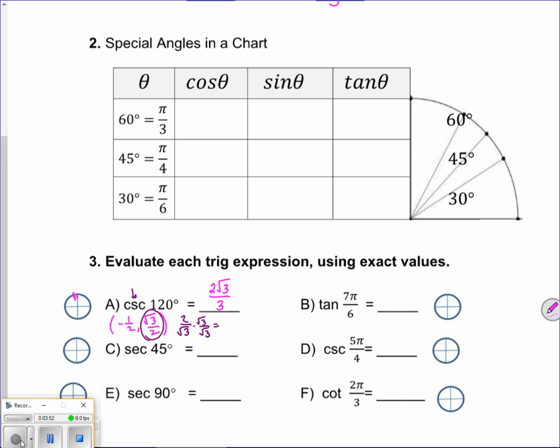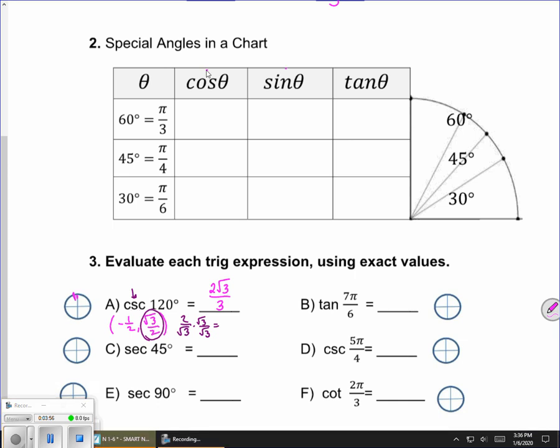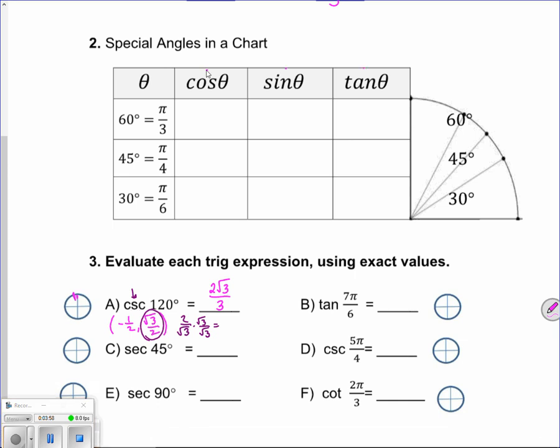Okay, this is easy as ABC, 1, 2, 3. When you're filling out this chart, notice across the top we have cosine, sine, and tangent. If you're wondering how they go, they're in alphabetical order: cosine, sine, tangent, so CST. Down this way, think of it in the quadrant. We have 60 on top, that's the biggest, and then 45 and 30, so they go in descending order.